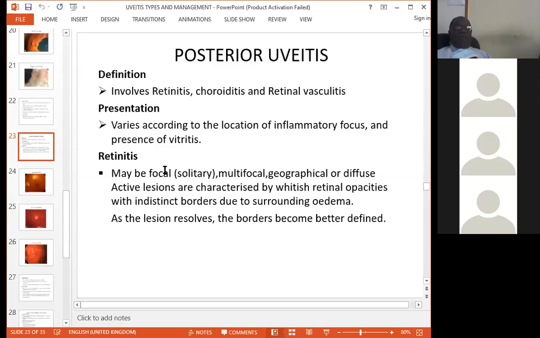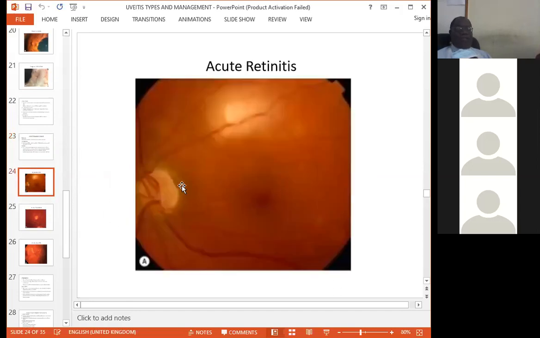Retinitis may be focal or multifocal, geographical or diffuse. Active lesions are characterized by white retinal opacities with indistinct borders due to surrounding edema. As the lesions resolve, the borders become better defined. There you are. You can see a white patch. That's acute retinitis. Where does it finish? Maybe somewhere here. Maybe the borders are not distinct like that. That's what it means.